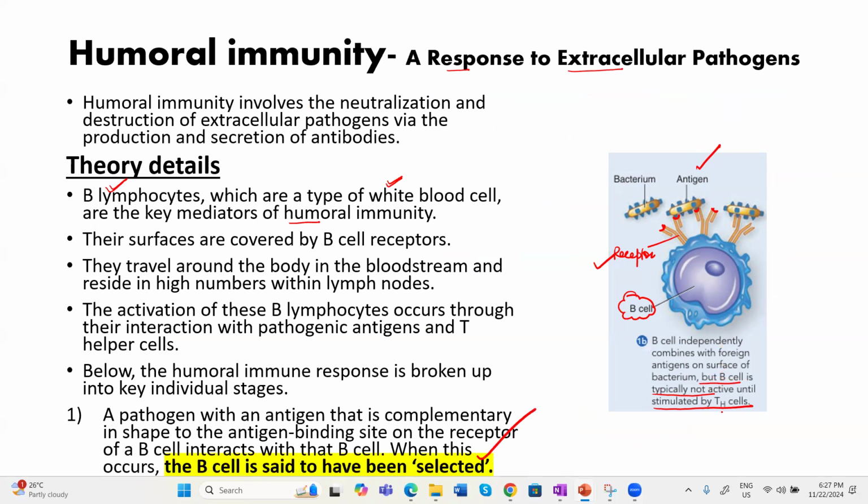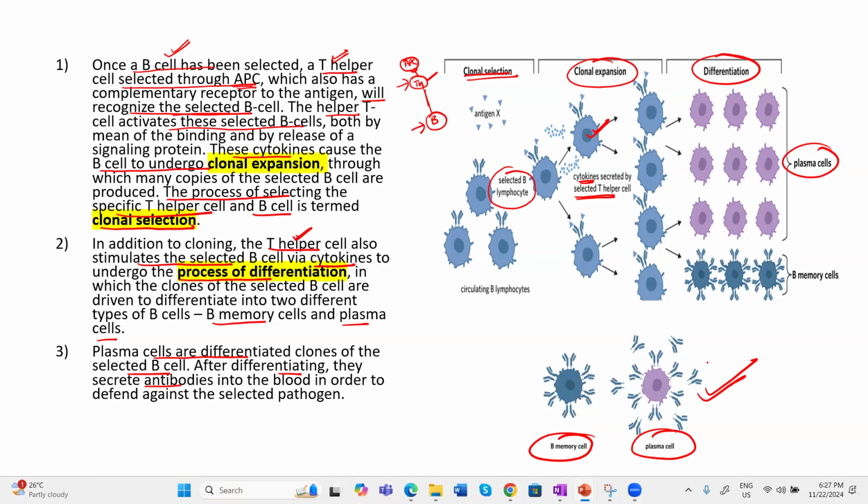But it is not activated till now. Now we have to activate this selected B cell. So for the activation of the selected B cell, first T helper cell should be selected by APC. And when this T helper cell, which is selected by APC, binds to the selected B cell, then the B cell will be activated. Now B cell is activated and T helper will release cytokine for the clonal expansion.